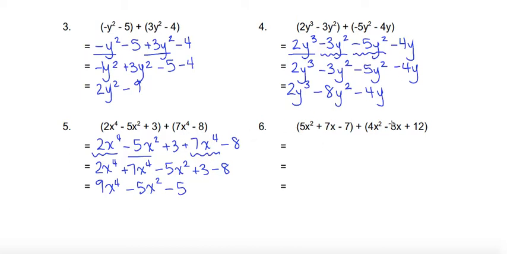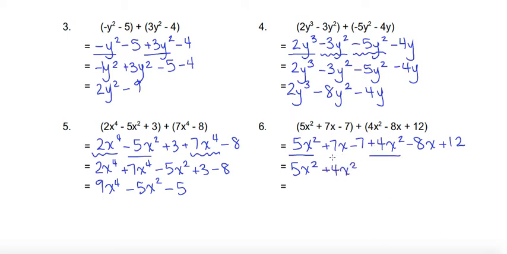Example 6. First step, rewrite this without your brackets. 5x squared plus 7x minus 7 plus 4x squared minus 8x plus 12. Collect your like terms. I'm going to start with my x squareds. So 5x squared. The next one is a 4x squared.